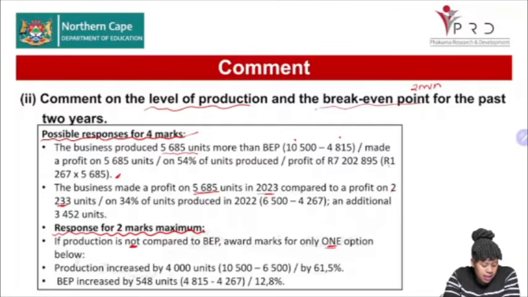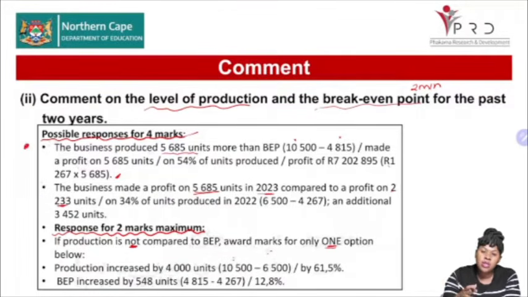The production increased by 4,000 units. So you are comparing the two production units, or you're comparing the two break-even point units, and then you are not getting the maximum marks that you're supposed to be getting. So try to calculate using these methods, or try to respond based on the fact that you are comparing what the examiner is asking you to compare.